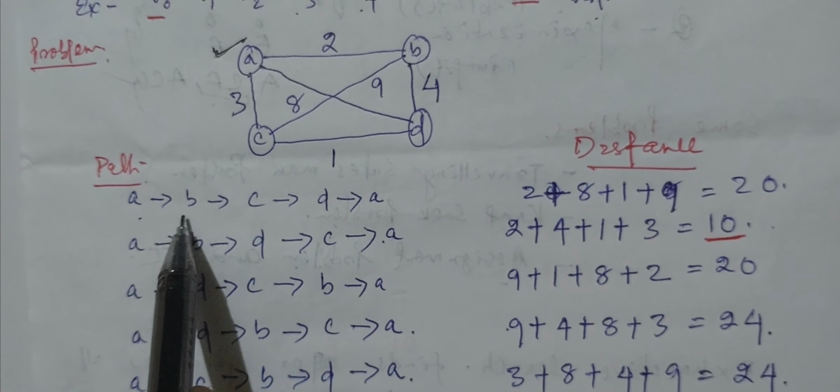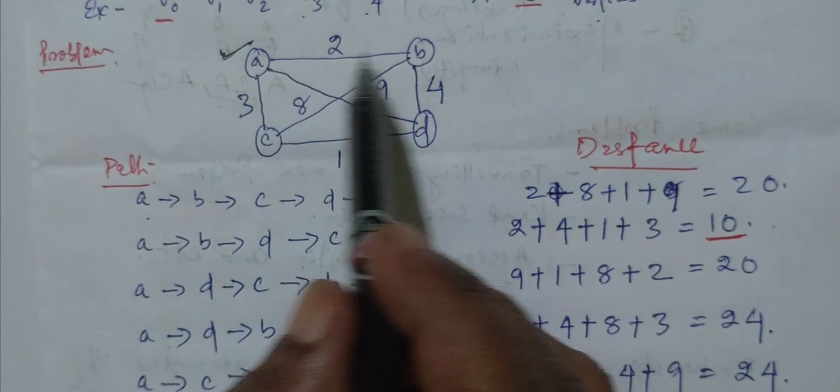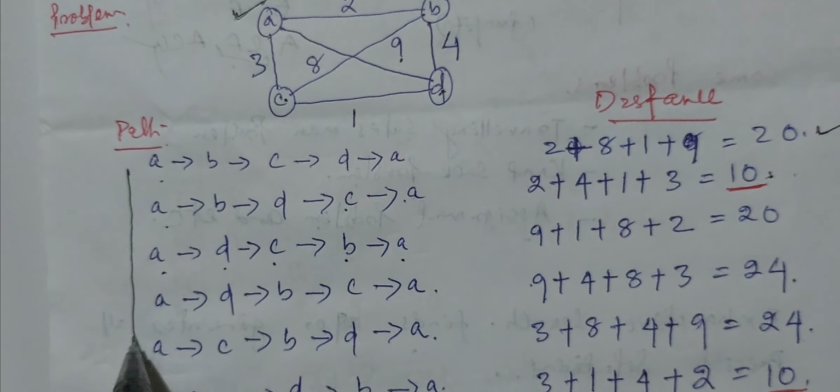First, A to B, B to C, C to D, D to A. A to B is 2, B to C is 8, C to D is 1: 2, 8, 1, 11, and D to A is 9. So the total is 20. Similarly, A to B, B to D, D to C, C to A. This will be 10. Similarly, A to D, D to C, C to B, B to A. This will be 20. These are the possible paths or routes.